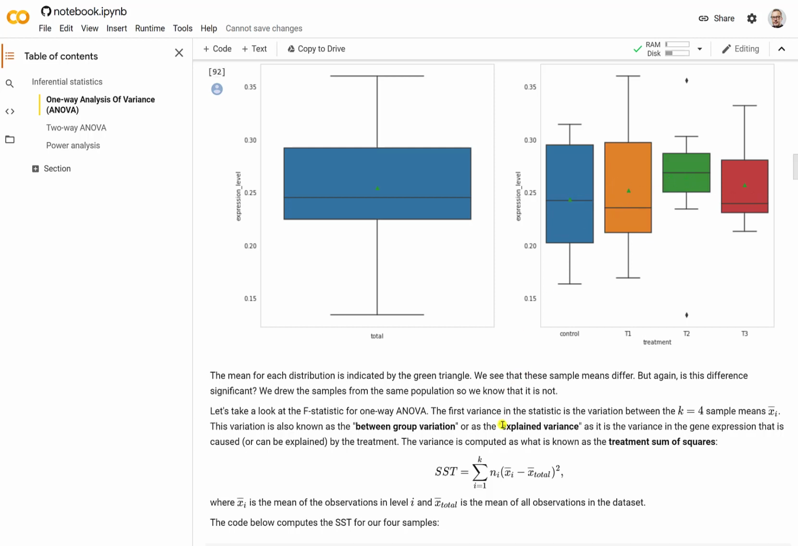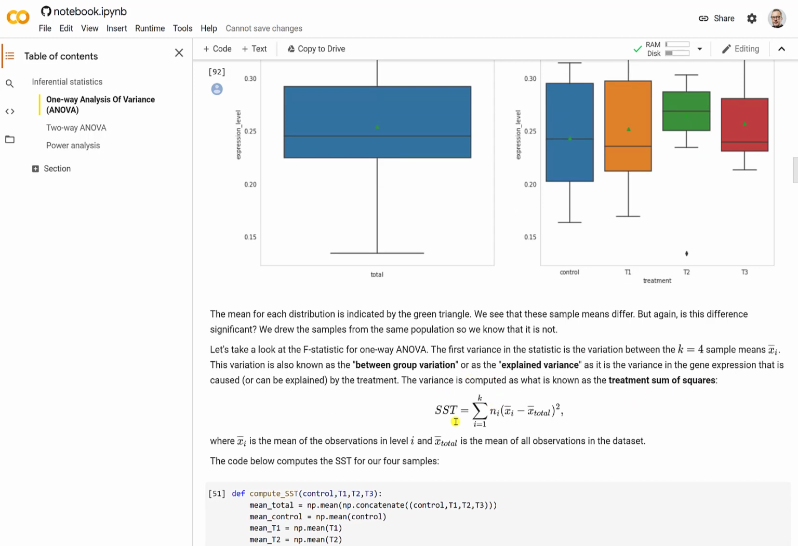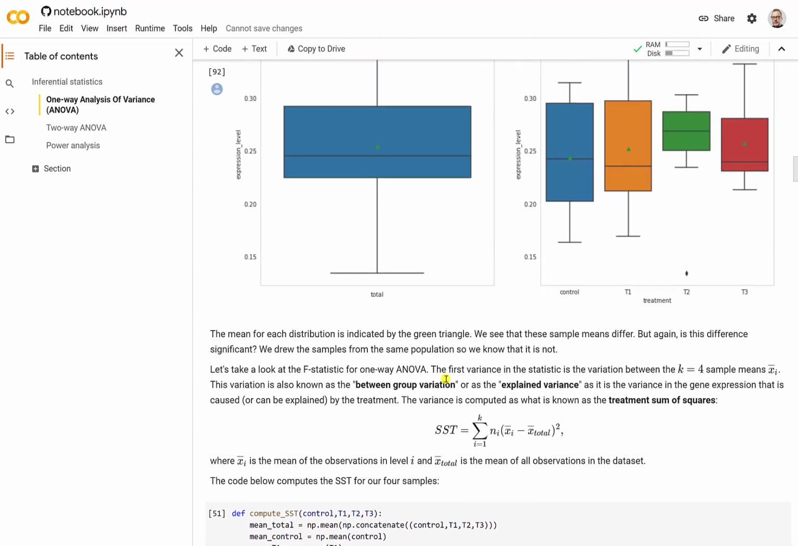It is also known as the explained variance. This is not taking the factor into account here. The variance that we see between these levels of the factor is actually explained by the factor. That's why it's also referred to as explained variance. This first variance, the sum of squares of treatment, is defined as we see here. If we look at the picture, the mean of the total would be this green triangle, the mean of all the expression values.